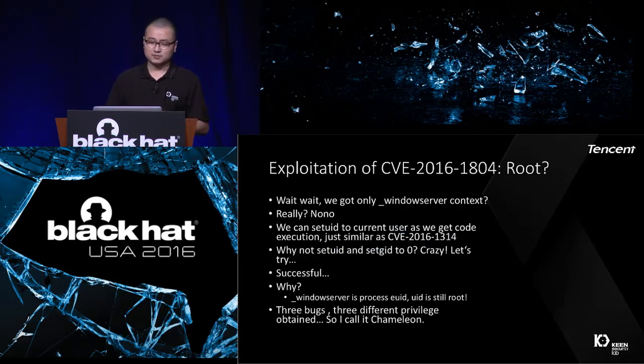And the last thing, whether this bug can be a root privilege escalation, the answer is yes, because when you check this process, actually the UID is always root, but WindowServer is just its EUID. So considering that you have remote code execution, you can execute arbitrary code. Then you can just call setuid to 0 to set its EUID back to root. So I call this kind of mechanism privilege chameleon, which is very good.